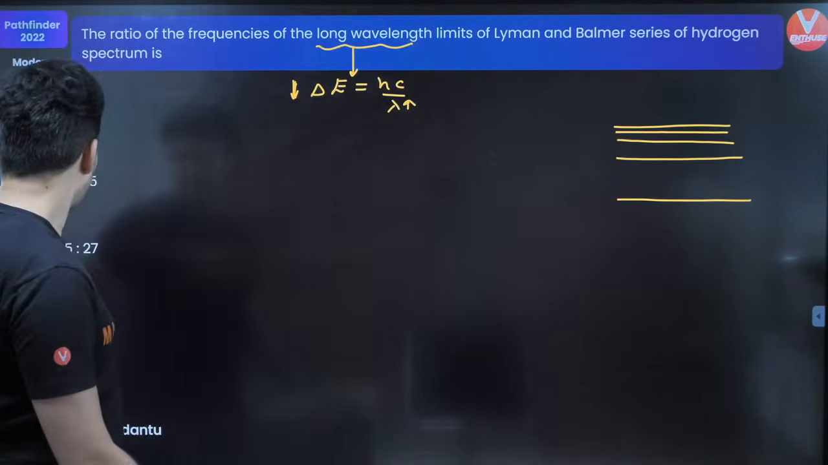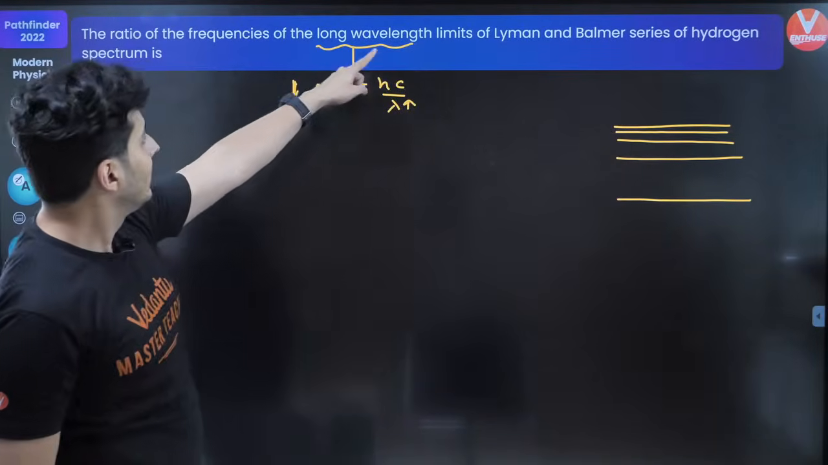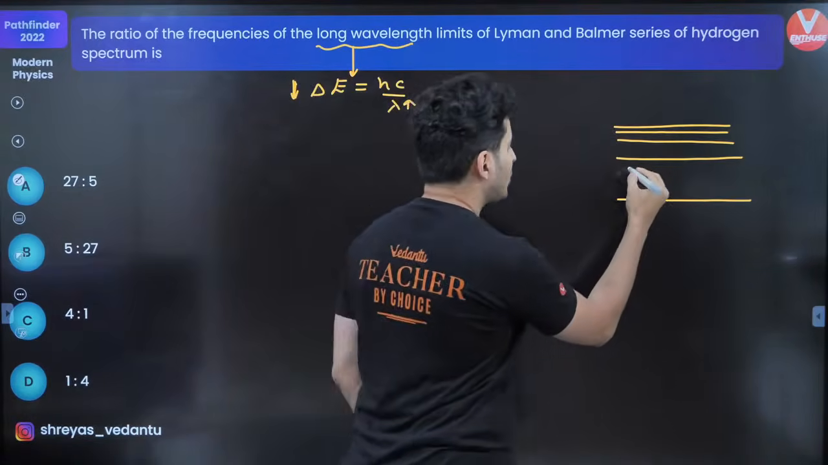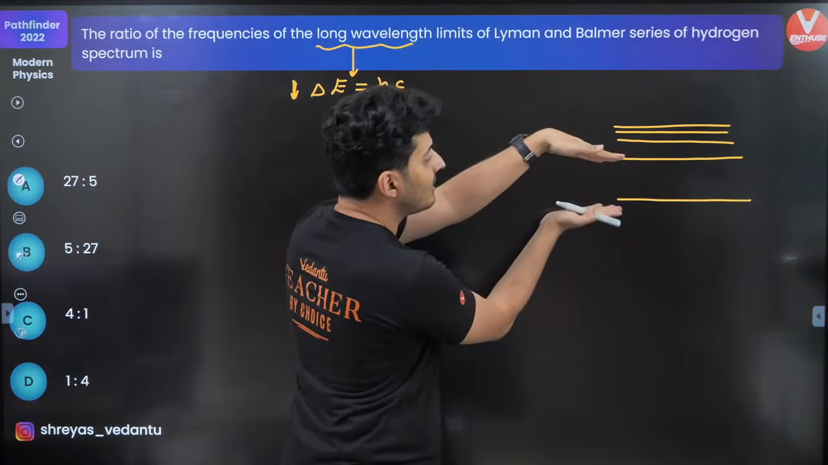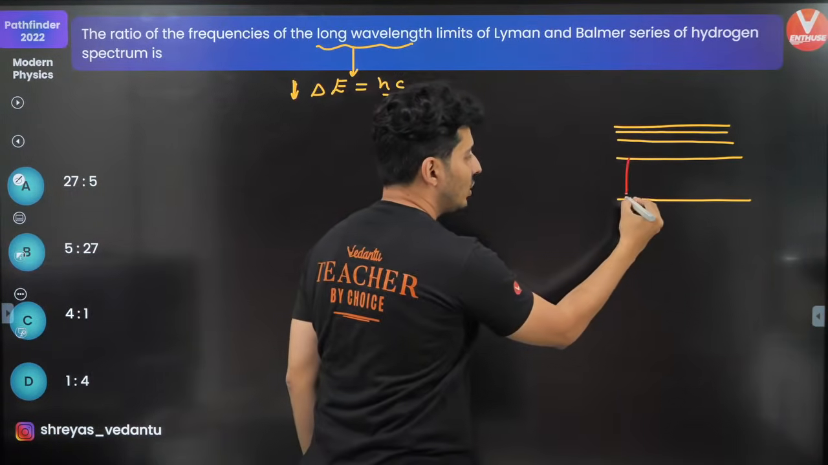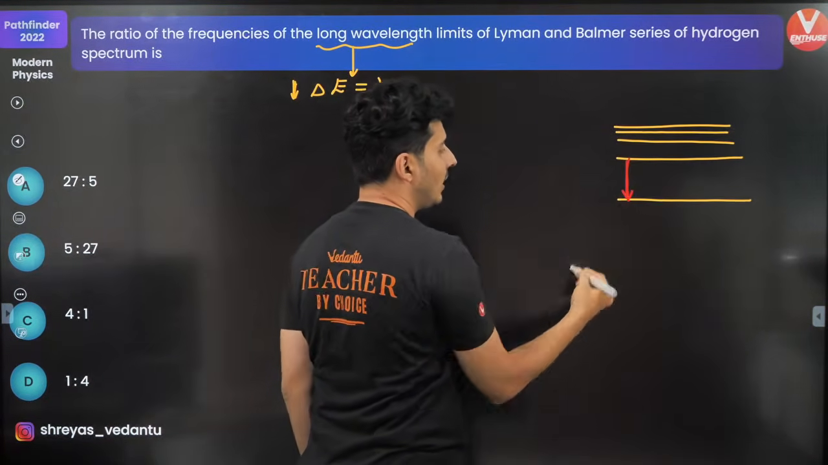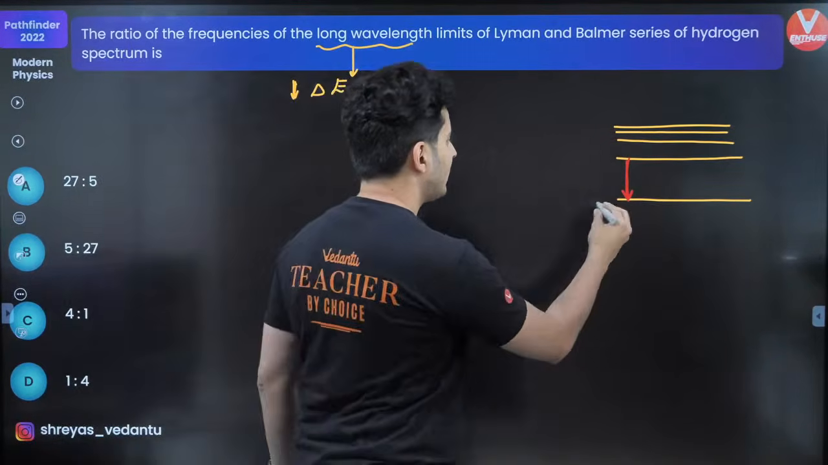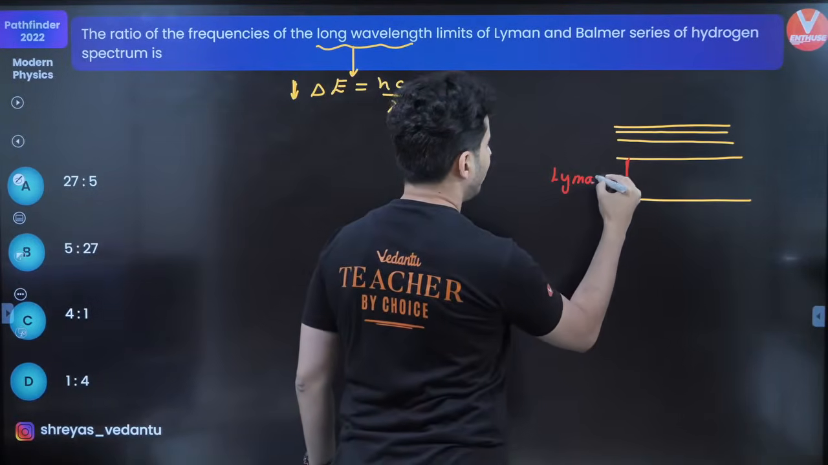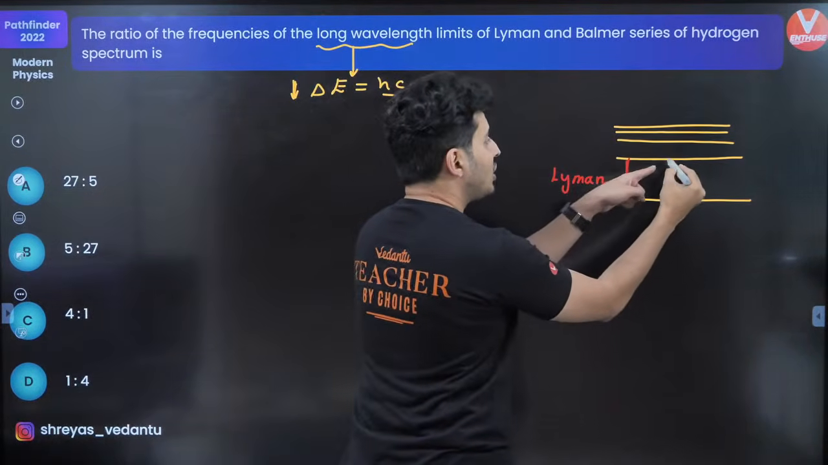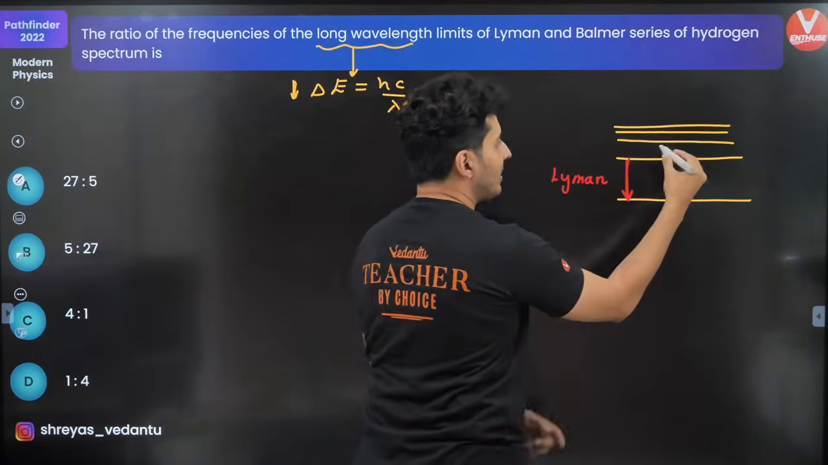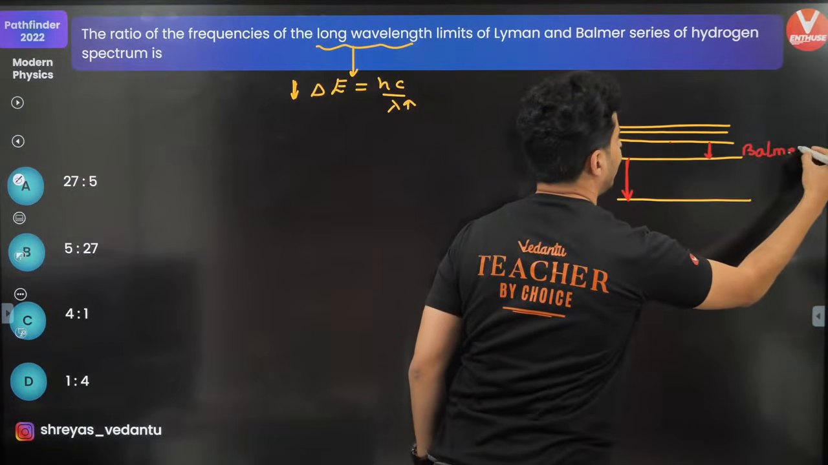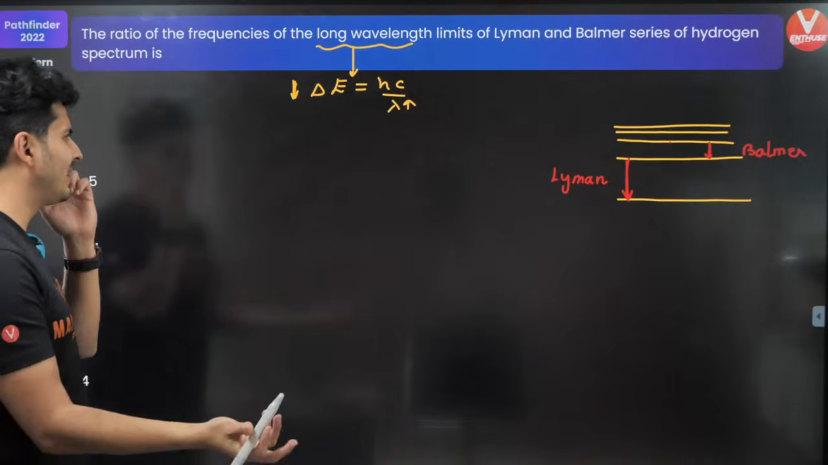Very, very important. So, for the Lyman, it means to n is equal to 1, so the energy difference should be small. The smallest energy difference will be from this orbit to this orbit. So this is your Lyman's longest wavelength. And for Balmer, remember it should be from something else to n is equal to 2. So this would be for Balmer. Alright, so now just use your formulas and you'll get the answer, guys.